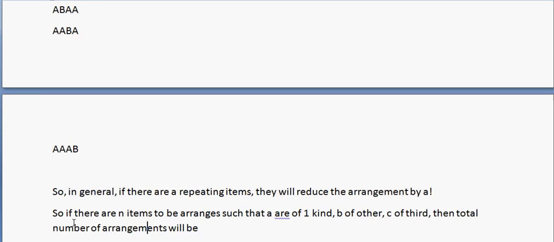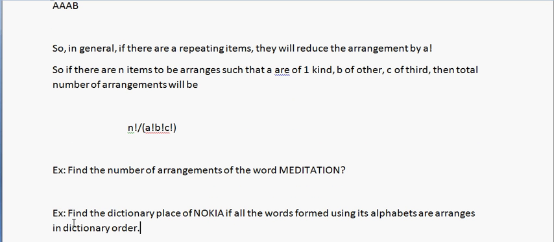So in general, we can say, if there are n items to be arranged such that A are of one kind, B are of another second kind, and C of third kind, then total number of arrangements would be n factorial divided by A factorial, B factorial, C factorial, right?